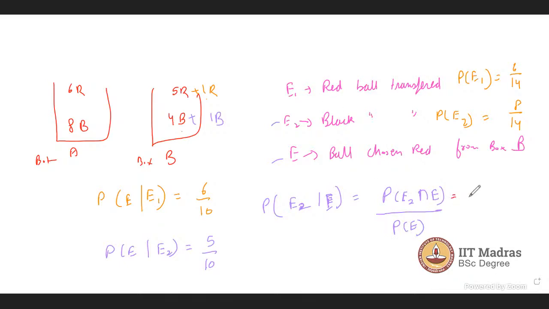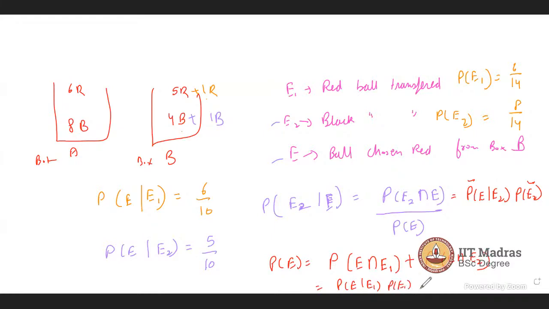In the numerator, you can apply the multiplication rule. You know the probability of E2, you know E given E2, right? The probability of E is nothing but the addition of two cases, right? A red ball is transferred and a red ball is chosen, or a black ball is transferred and a red ball is chosen. Again, you can apply the multiplication rule over here. You know all these values and just plug them in, right? Plugging in, you will get the values.